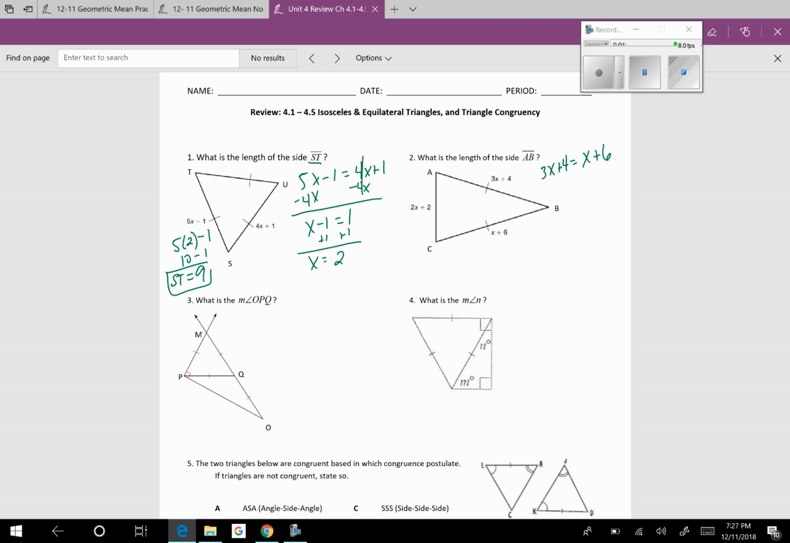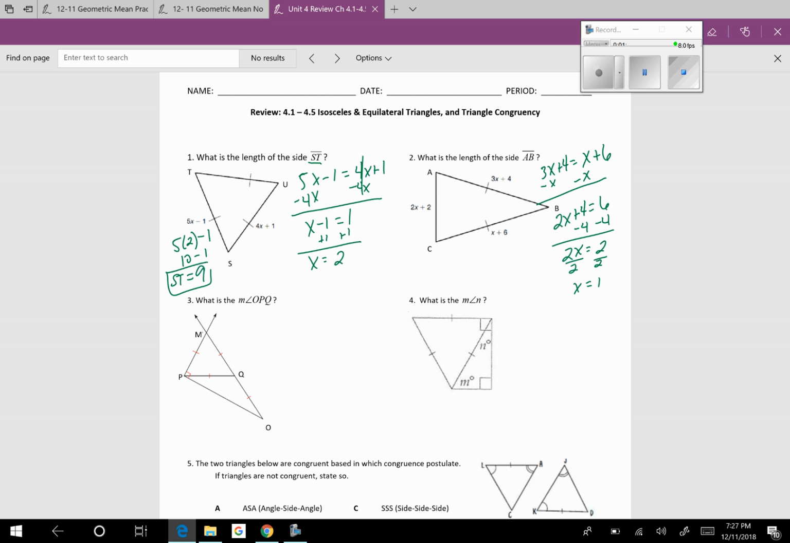And so then, again, we solve this for x. Take your small one over to the big one. So minus x, minus x. So 3x minus 1x is 2x plus 4, and that's equal to 6. So take away 4 on both sides. So we have 2x is equal to 2. Divide by 2, so we have x is 1.